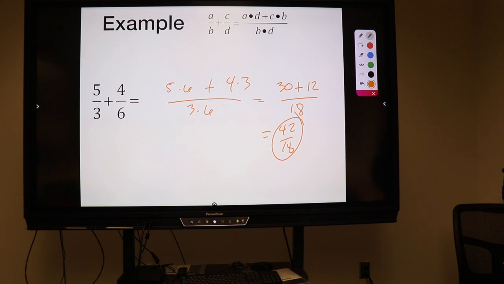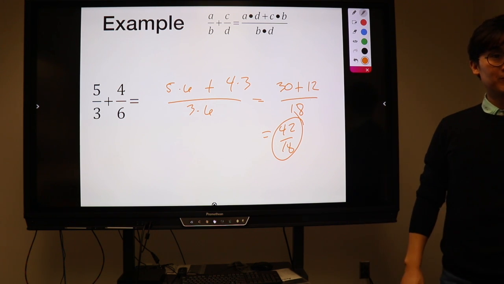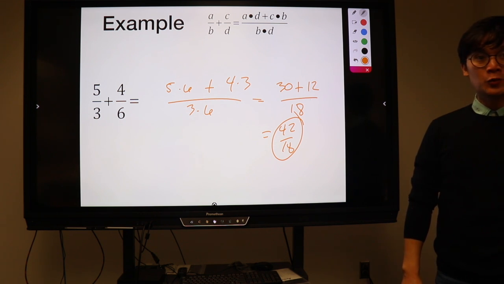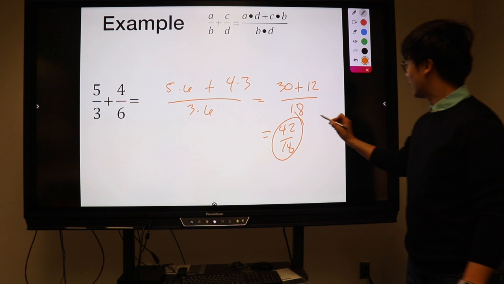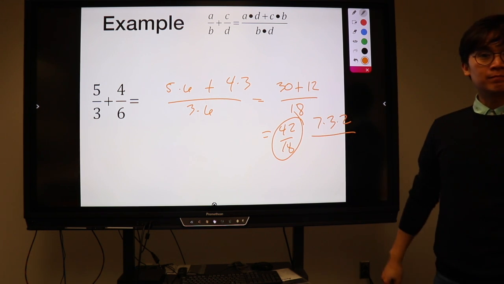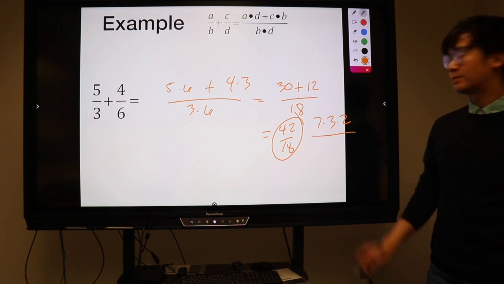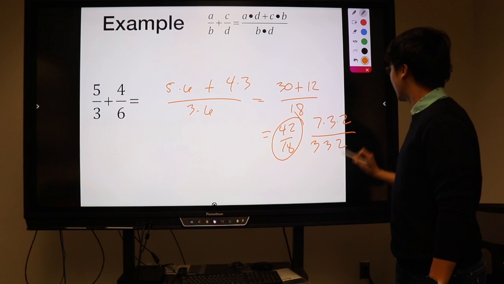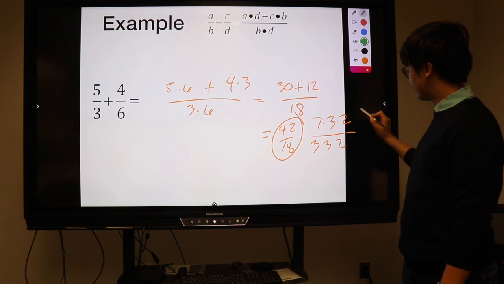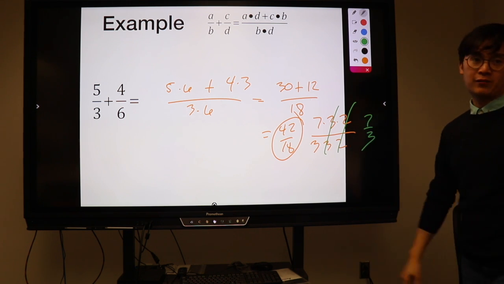Let's simplify it. Let's see if we can simplify this. What are the prime factors of 42? 7 and 6, right? But 6 can be broken into 3 and 2. So 7, 3, 2. 18 is 9 and 2, which is 3, 3 and 2. Is there anything we can cancel? Yes, so 3. 7 over 3. So the answer is 7 over 3.